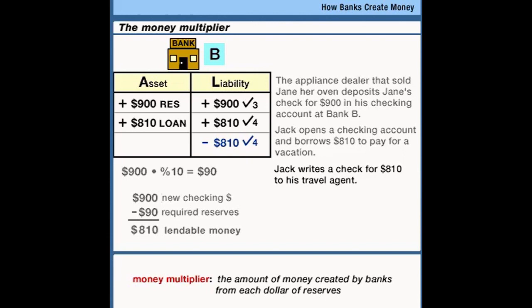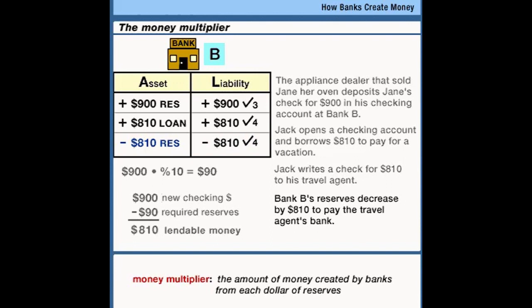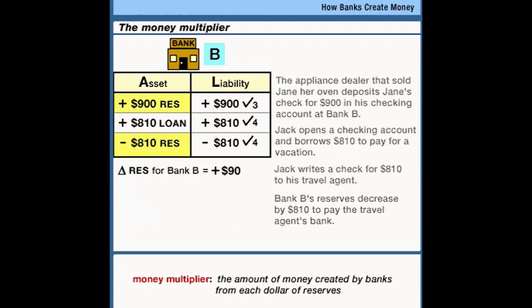Well, what's the net result of all this action at Bank B? The net result is $900 worth of reserves came in, $810 flowed out to clear Jack's check, and the net change in reserves is $90. The net change in checking is that $900 that the appliance dealer brought in. And the ratio of the change in reserves to the change in checking is 10%. Again, the most interesting thing on this T account is right here, the step when Bank B created some new money. Money that didn't previously exist, that they created by making a checking account for Jack. So let's put this money over to the side.